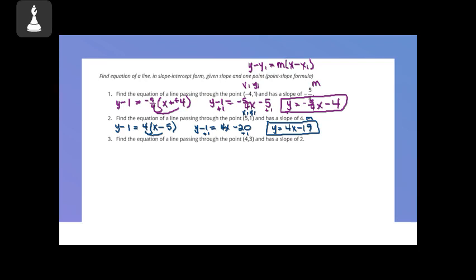Last one, our point is 4, 3. So x1, y1, and our slope is 2. So 2 is our m. y minus y1 is 3 equals m, which is 2, open parentheses, x minus x1, which is 4. I'm going to distribute that 2 out. So y minus 3 equals 2 times x is 2x minus 2 times 4 is 8. And then to get y by itself, I'm going to add 3. So y equals 2x minus 5 is then the slope-intercept form of that line.